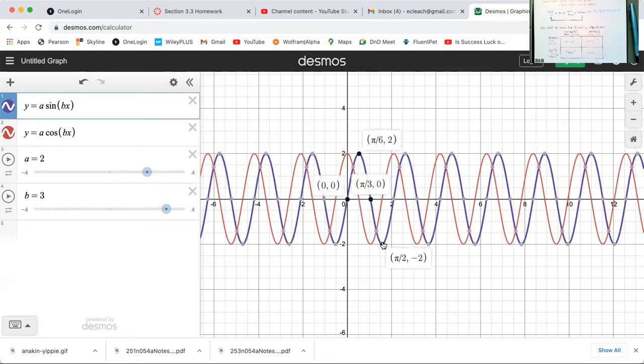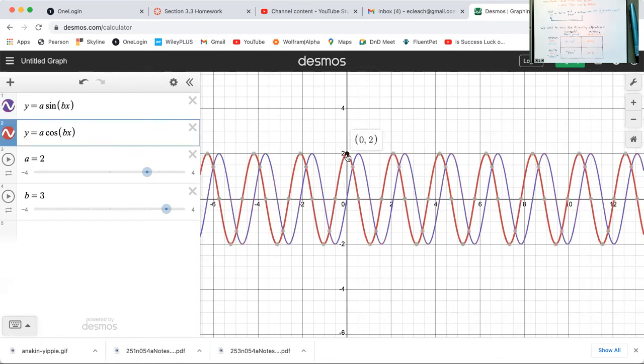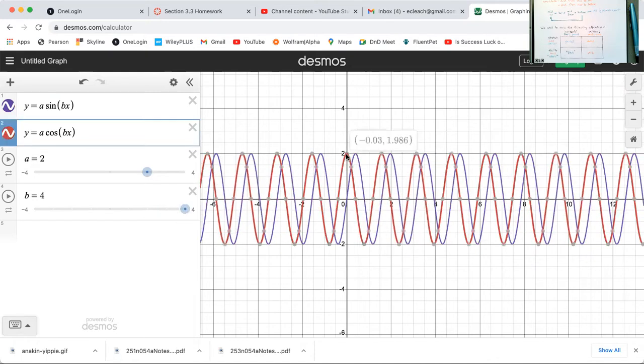Notice that the period has dropped down to 2 pi over 3. From the middle going up to the next middle going up, that period is now 2 pi over 3. Same thing on cosine. It starts at the top 2, hits the bottom at pi over 3, and it's back to the top again at 2 pi over 3. So when b is equal to 3, the period is 2 pi over 3. And if I increase b to 4, then we can see that the period has decreased further still. Now when b is equal to 4, the period's all the way down to pi over 2.